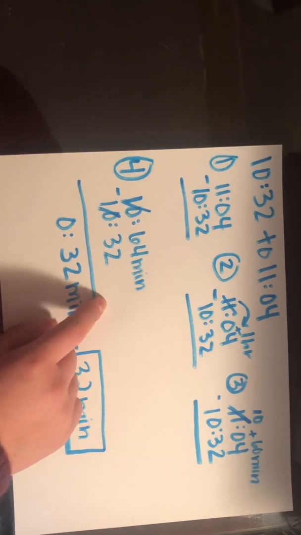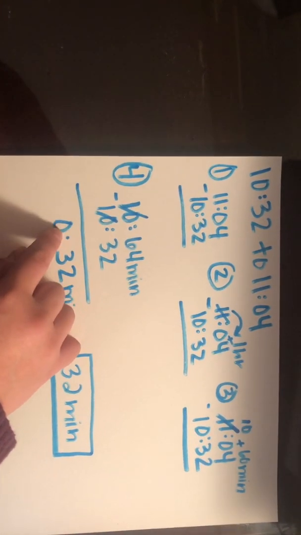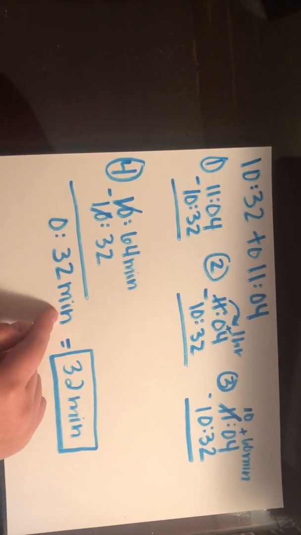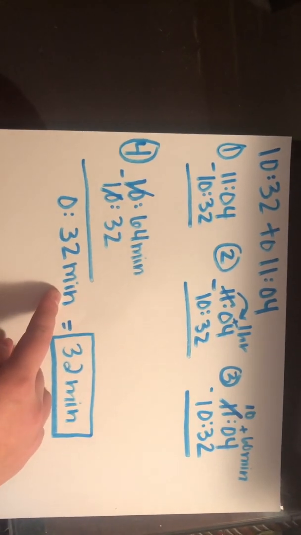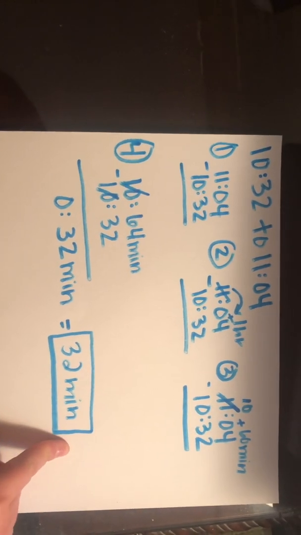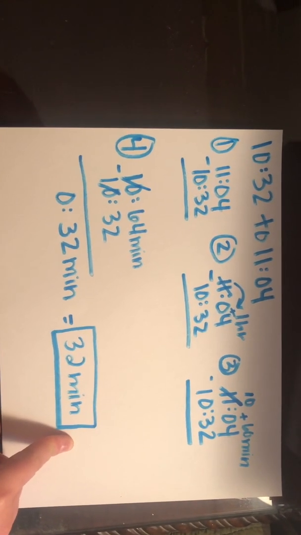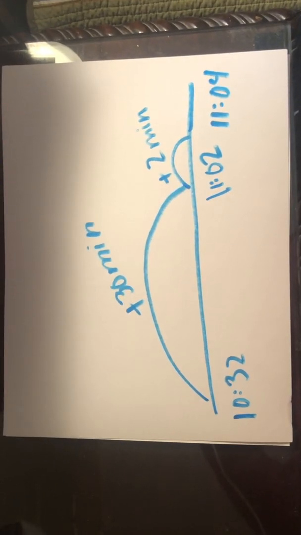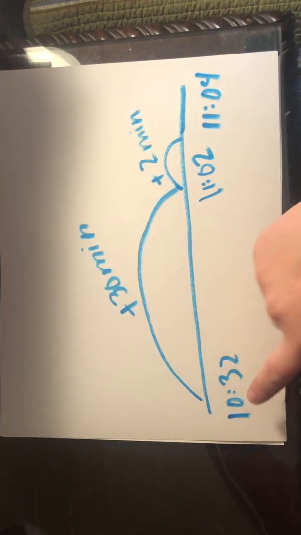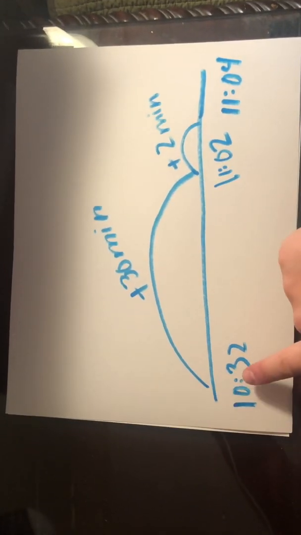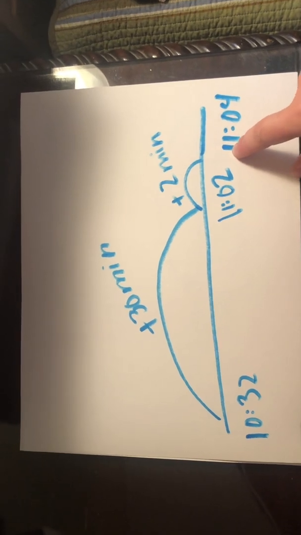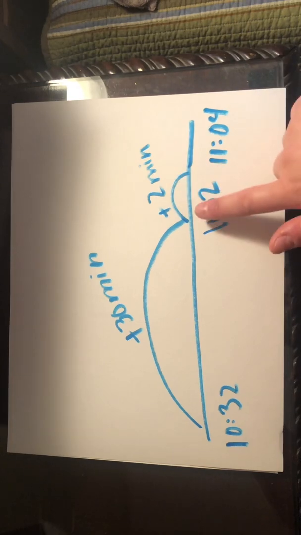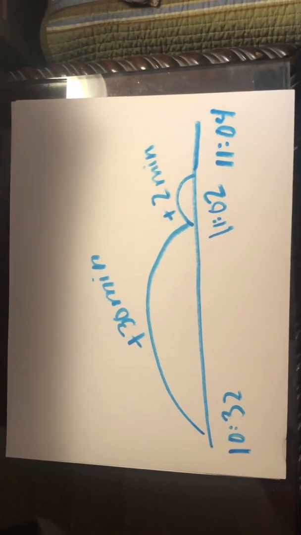When we subtract, we have 10 hours minus 10 hours is 0, and 64 minutes minus 32 minutes is 32 minutes. And like I said before, you can go back and use that counting up method to check. I'll show that here. Here's how we can use the counting up method to check our last problem. So we said 32 minutes was the difference between 10:32 and 11:04. When we add 30 minutes, we get to 11:02. And from 11:02, we add 2 minutes and we get to 11:04.